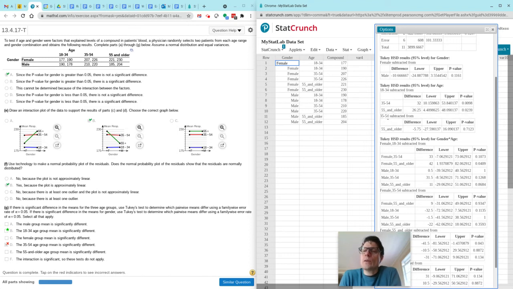Now, if 35 to 54 is subtracted from 55 and older, that p-value is high, so those aren't significantly different means, okay? So the one that's significantly different from the other two is the 18 to 34, and that's why it's selected here.